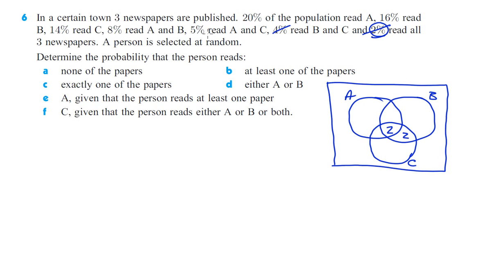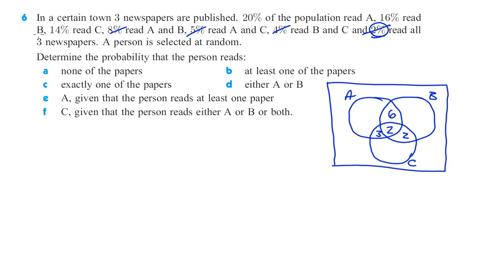5% read A and C. So there's 5% in these two regions here total. There's already 2 there, so that means there's 3 more here. I'm just reading it backwards, if you'll see. 8% read A and B. So A and B together, these 2 regions here have to be 8. So this is going to be 6. 6 plus 2 gives us 8.